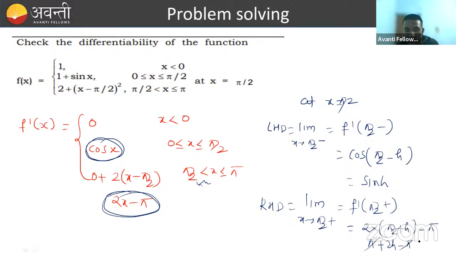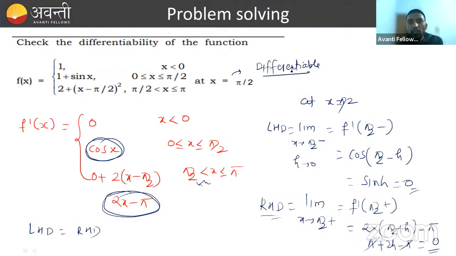So pi will be cancelled out, and 2h, it will become what? 2 into 0. So it is 0 only. And this is sin h. If h tending to 0, it is also 0. So from here you can see what is coming. LHD is also coming as 0. RHD is also coming as 0. So LHD is equal to RHD. So I can say that, yeah, this is differentiable at x is equal to pi by 2.